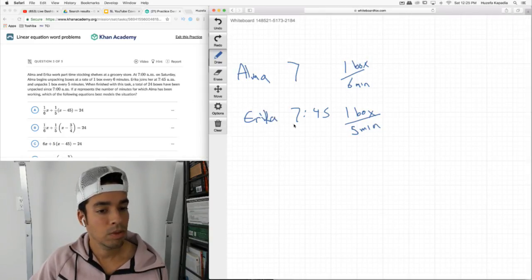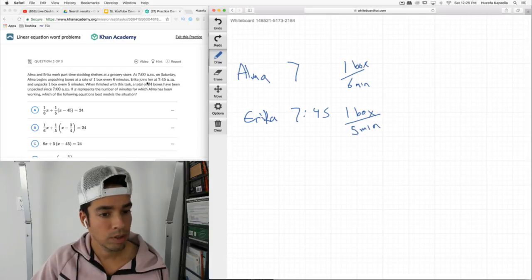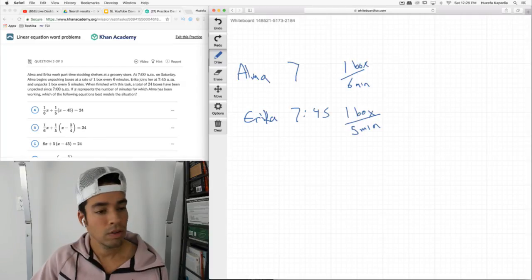When finished, 24 boxes have been unpacked. If X represents the number of minutes for which Alma has been working, which of the following equations best models the situation? So I can already tell, this one's looking pretty good from the get-go.